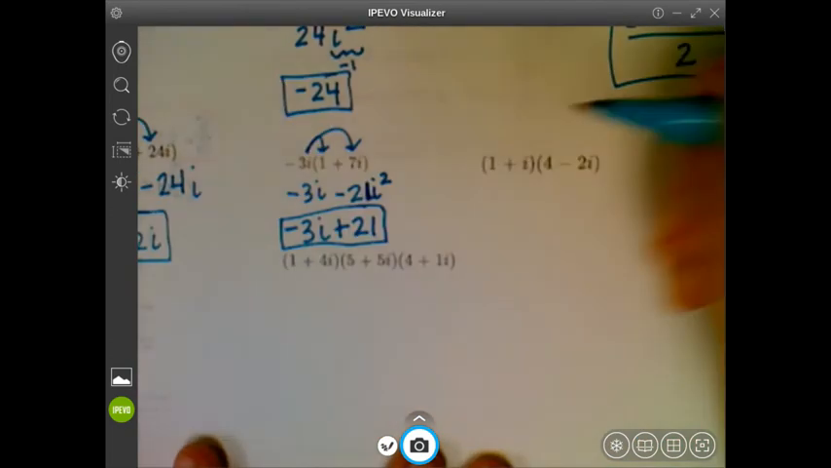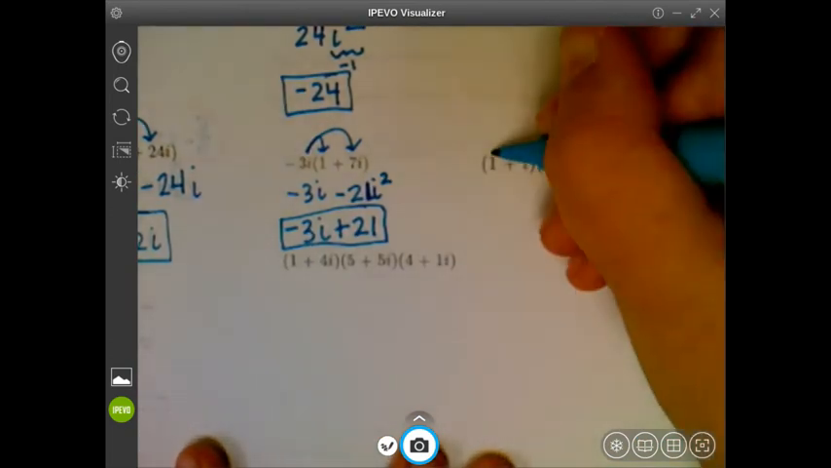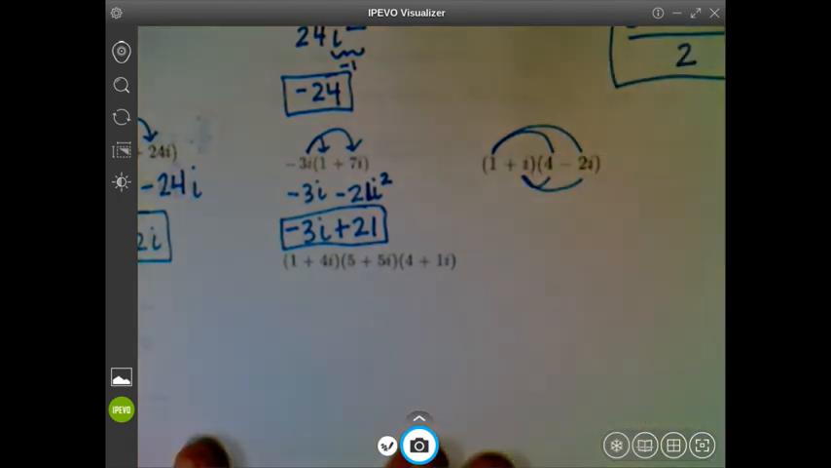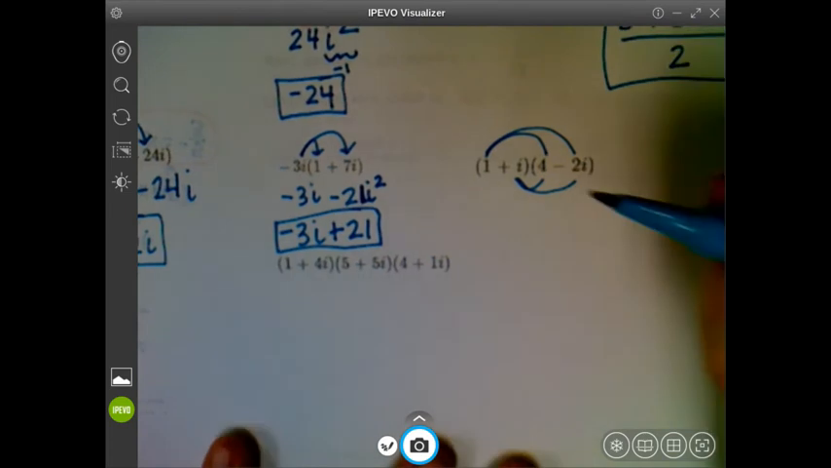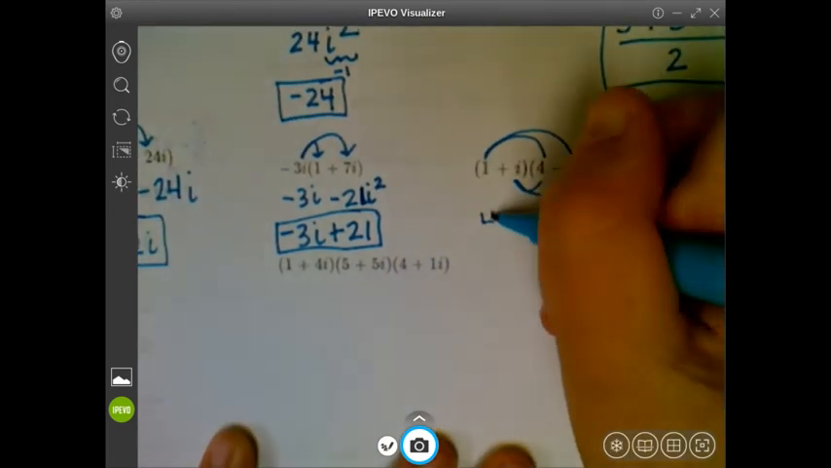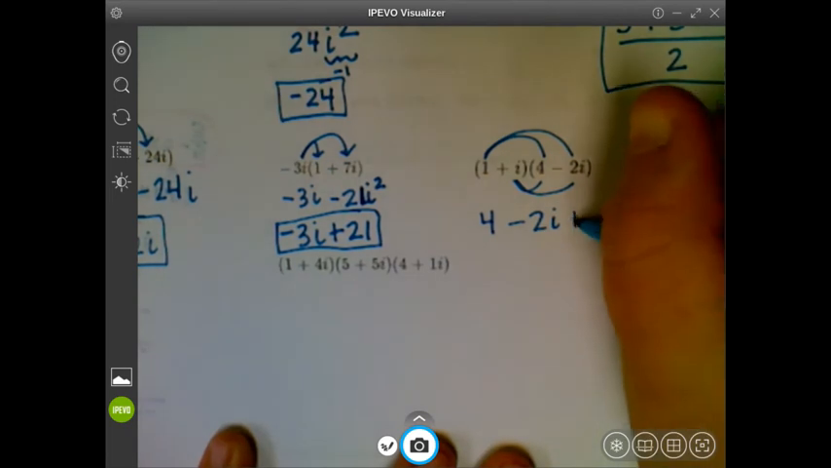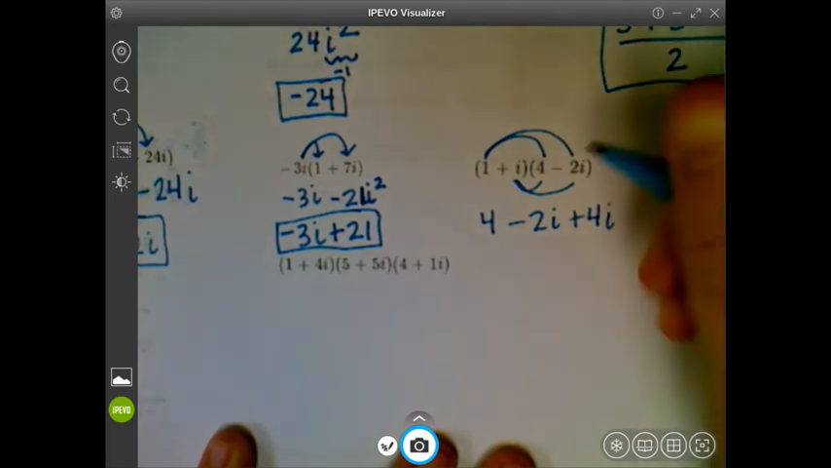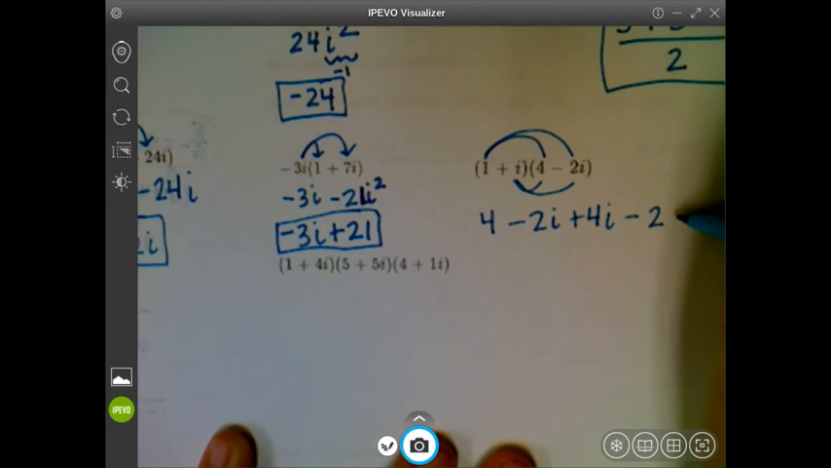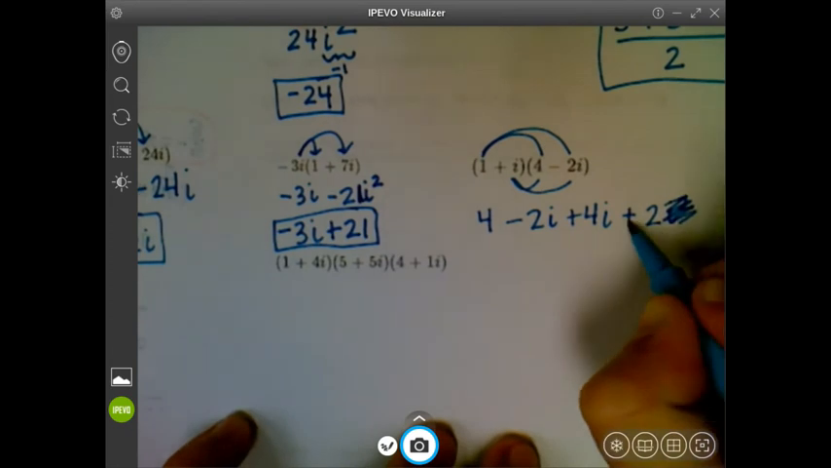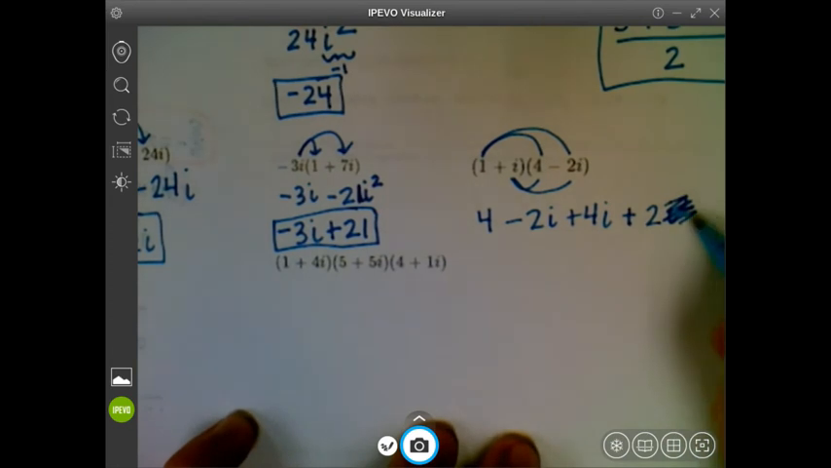All right, continuing on, when you have two sets of parentheses, you do have to distribute like this, right? Multiply it out. It's actually what I like to call a double distribute problem. So 1 times 4 is 4. 1 times negative 2i, plus a 4i, and then that would be a minus 2i squared. And if at any point you want to cross off your i squared and change your sign, I'm okay with that.